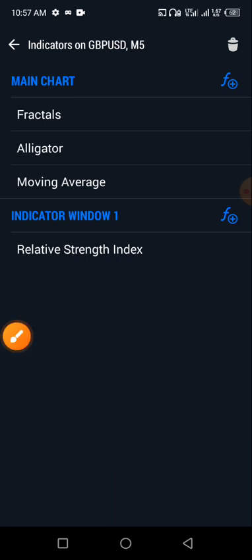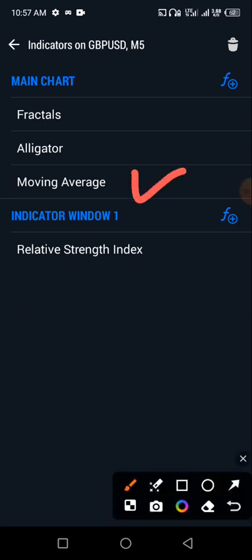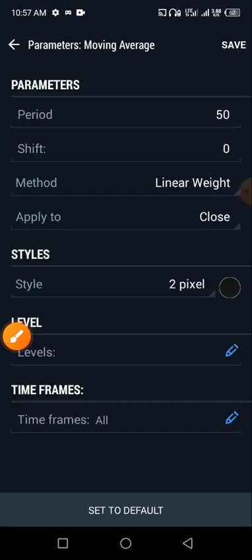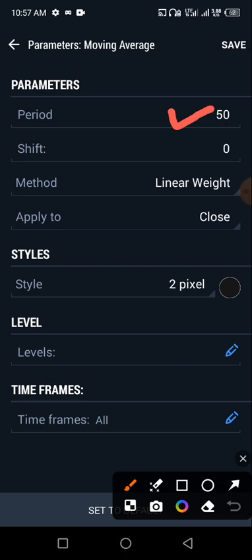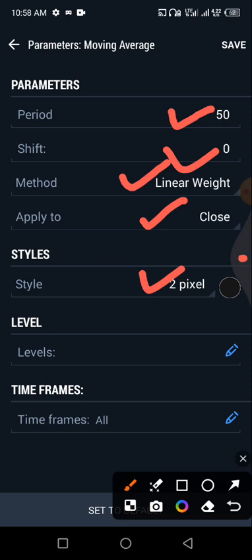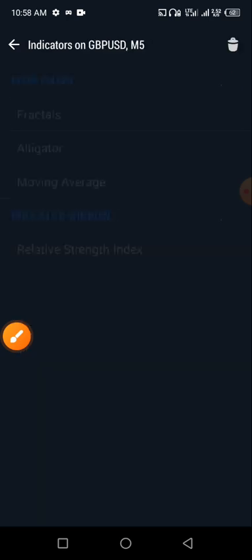We are going to make use of this moving average here. The moving average we are going to be making use of is the 50 moving average, and then you apply to shift. Your method should be linear weight. You apply to close, and then your style can be 2 pixels. I was using a black color here because my background is white. If your background is black, you make use of a white color here. And then you can click on save.